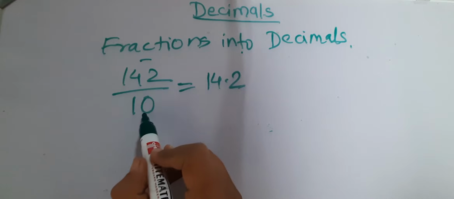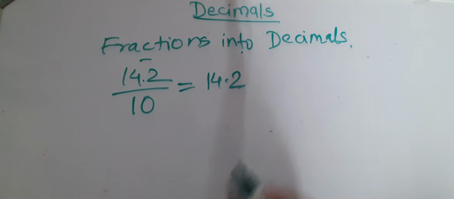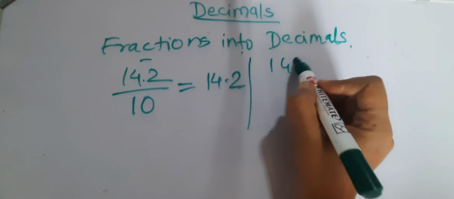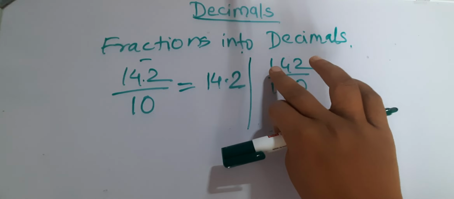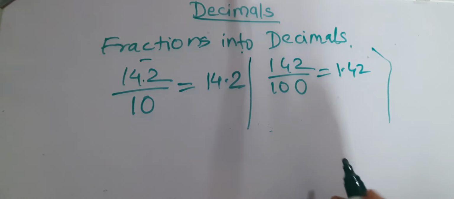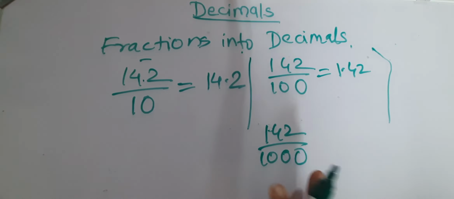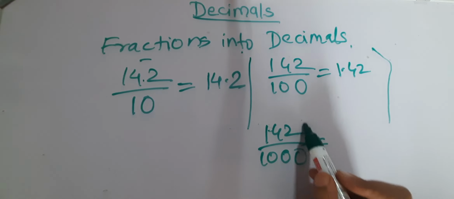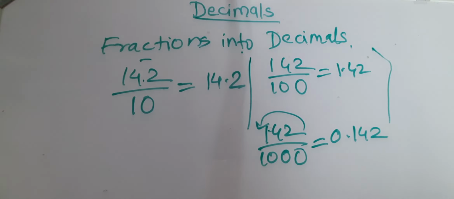So as it is 142 by 10, we need only 1 number, so we'll put the decimal point before 2. Okay, if it had been 142 by 100, there are 2 zeros, we need the decimal point before 2 numbers, so it will be 1.42. And if it had been 142 by 1000, there are 3 zeros, so we need the decimal point here, that is 0.142. Okay, I hope decimal points are clear.